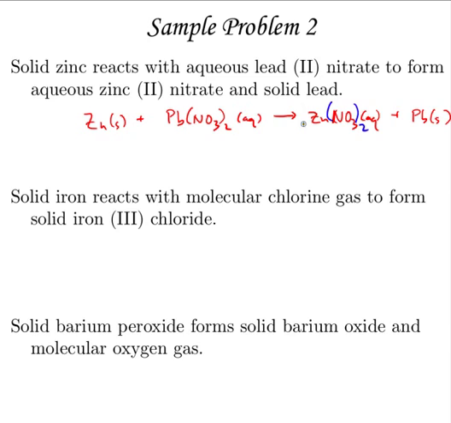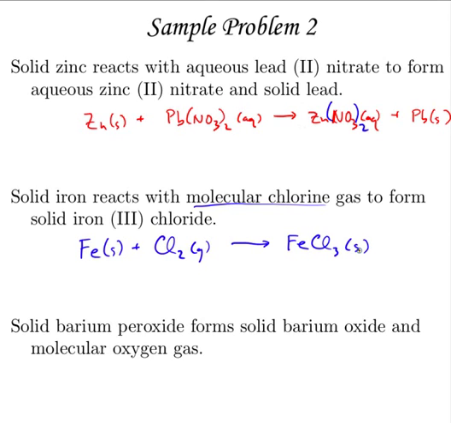Okay, second example, solid iron reacts with molecular chlorine gas to form solid iron 3 chloride. Okay, so solid iron reacts with molecular chlorine. Remember what we mean by molecular chlorine? Okay, that's going to be Cl2 gas, not just Cl. And that's going to go ahead and form solid iron 3 chloride, FeCl3 solid. All right, let's go ahead and balance this. Well, iron's good to go already.